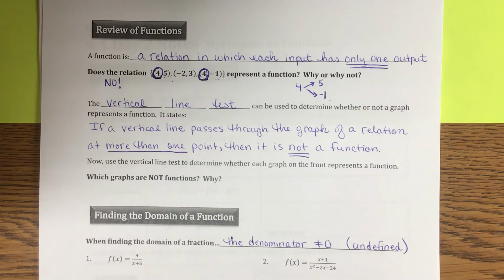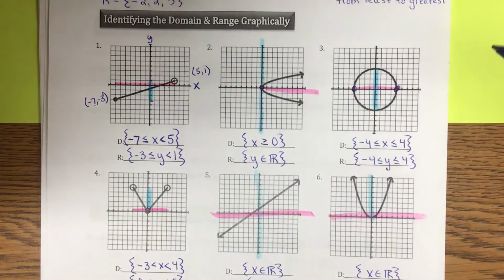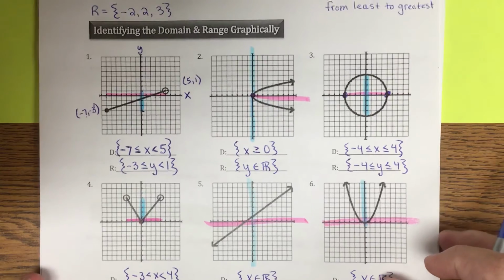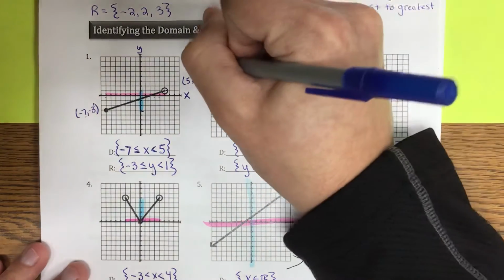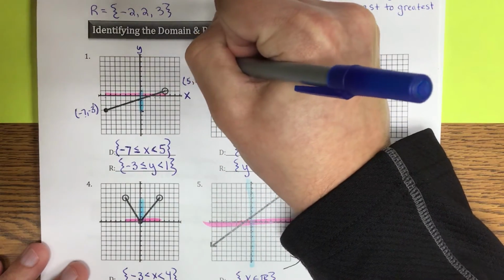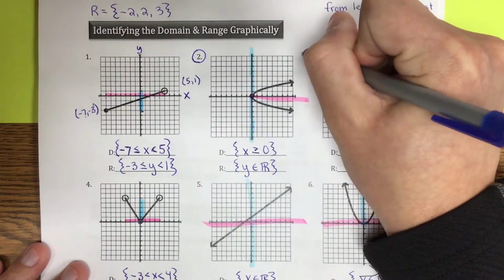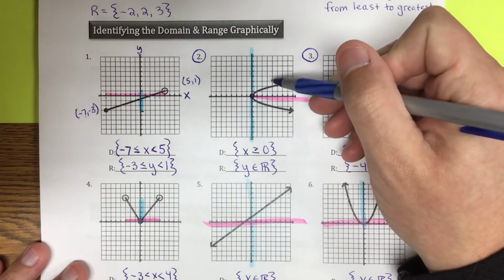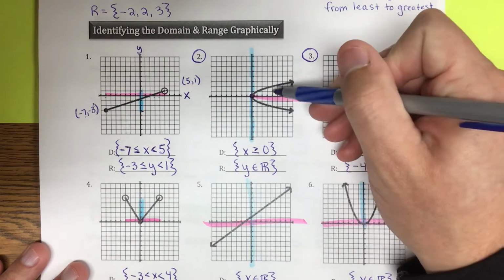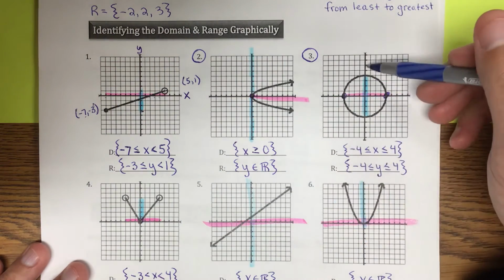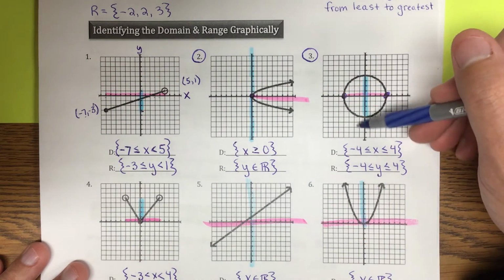So if I pull my paper out from before and just do a quick look, if I use the vertical line test, 2 of these are going to fail the vertical line test. And if you look really carefully here, it's going to be number 2 and number 3. Because if I put a vertical line right here, it will touch this graph in more than one location, and through the circle as well.